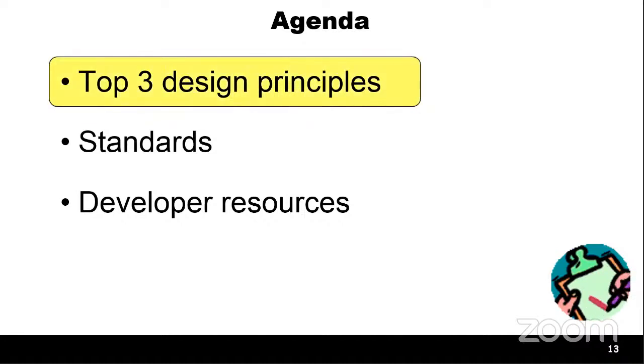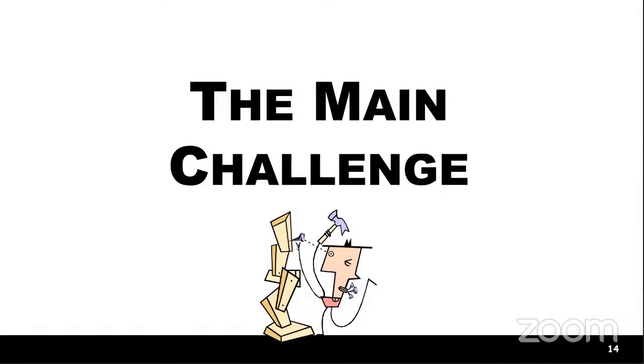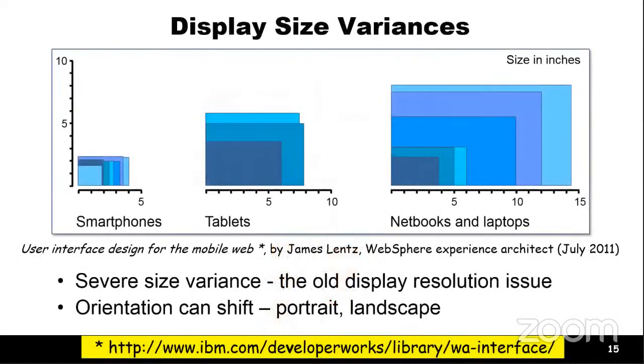So I'll start with the top 3 design principles. The main challenge with mobile user interfaces is the display size variances.